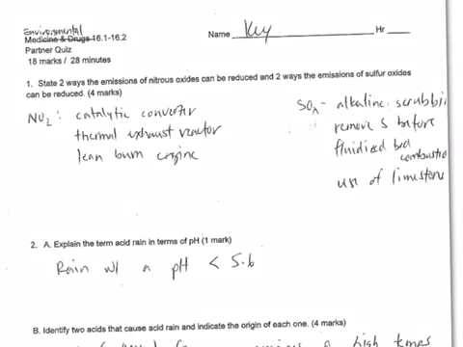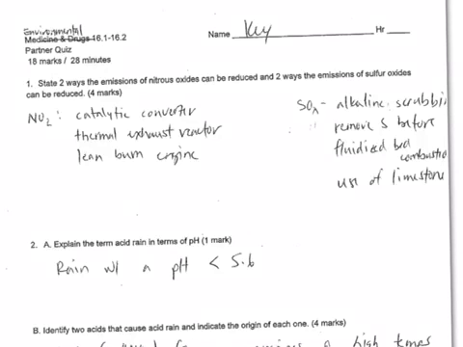So question number 1 says, state 2 ways the emissions of nitrous oxides can be reduced and 2 ways the emissions of sulfur oxides can be reduced. And so with nitrous oxides, these are usually the result of engines burning gasoline at a high temperature because normally nitrogen doesn't combine with oxygen. So a catalytic converter will convert the NO2 back to just N2. Thermal exhaust reactor will also help control this, and a lean burn engine is the third method.